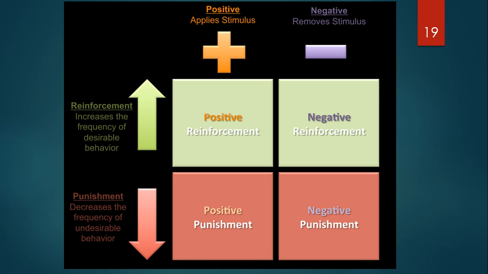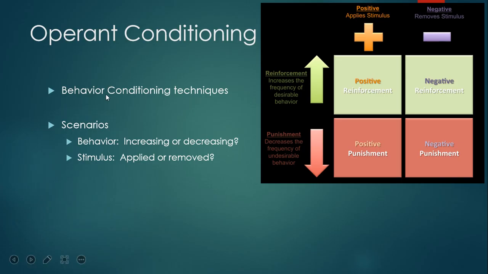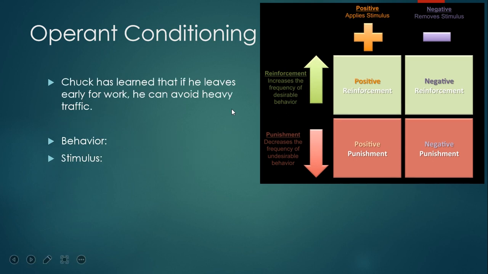All right, let's move on. We've got a couple different scenarios here, and I want to walk through these scenarios, and then we're going to pick out the important bits and figure out what behavior modification technique is being used. So what's the behavior? Is that behavior increasing or decreasing? What is the stimulus? Is that stimulus being added or taken away? All right, first scenario. It might be a good idea for you to pause the video at the start of these scenarios and see if you can figure it out on your own before I walk through the answers here.